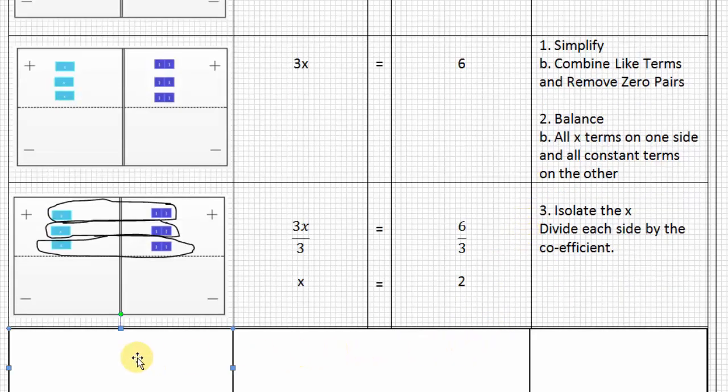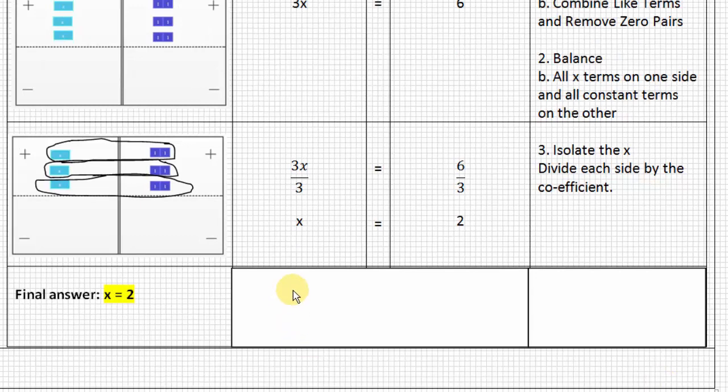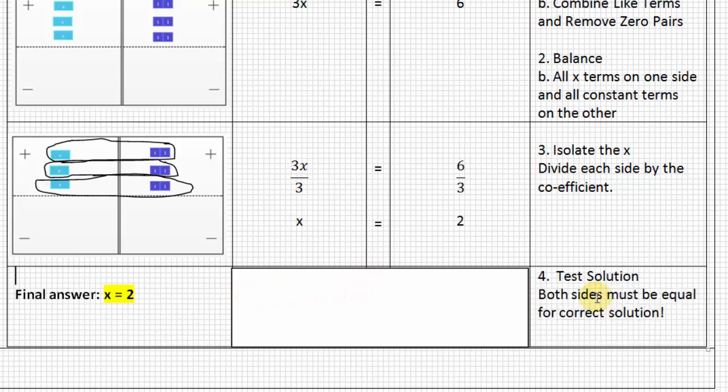So we know that our final answer is x equals 2, but we have to do the work to prove it. So now that I know that x is equal to 2, we have to do that fourth and final step to check that all our work is correct, which is to test the solution. And what we're doing is we want to plug in 2 for everywhere we see x and make sure that both sides are equal. So I'm going to go through this part kind of quick and just show you my work.